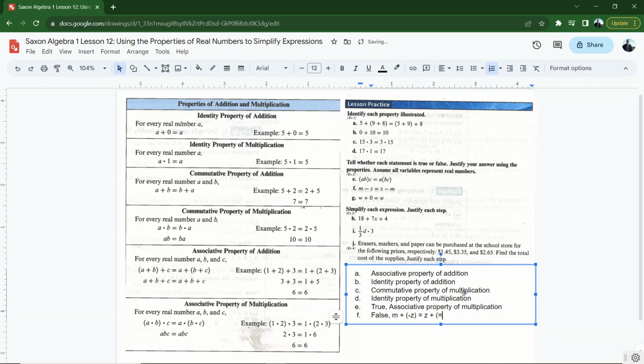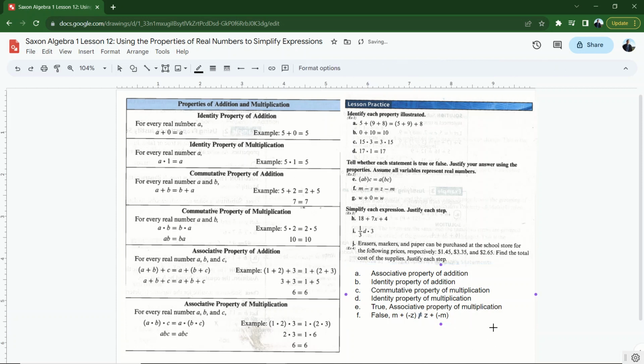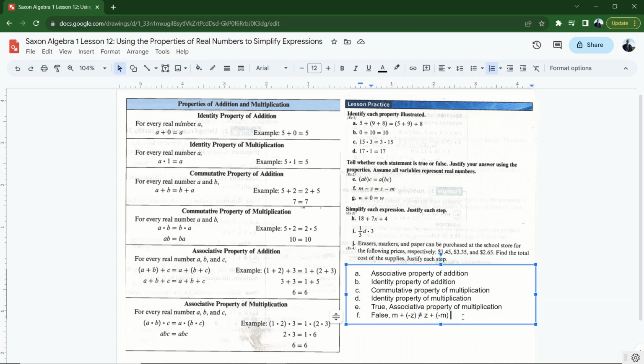Is that correct? Well, just take a look at this. Here on the left, I have negative Z. On the right, I have negative M. These two are not equal to one another because I have a different number as an opposite on either side. So I'm going to put a slash through that equal sign because those are not equal values. So that's why that one is false.